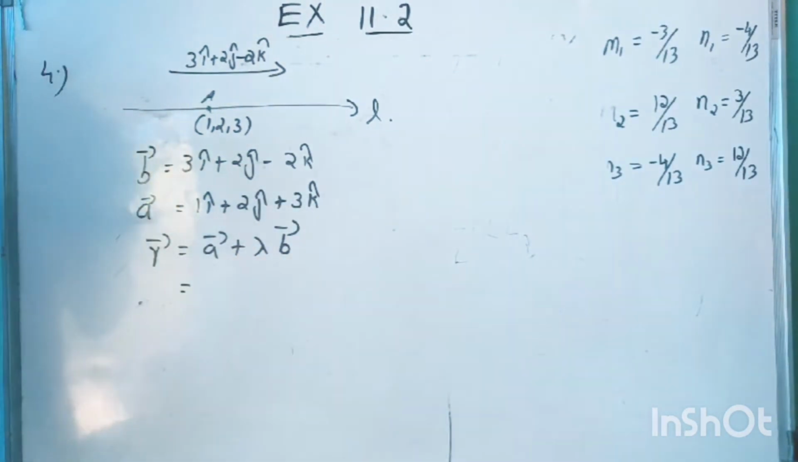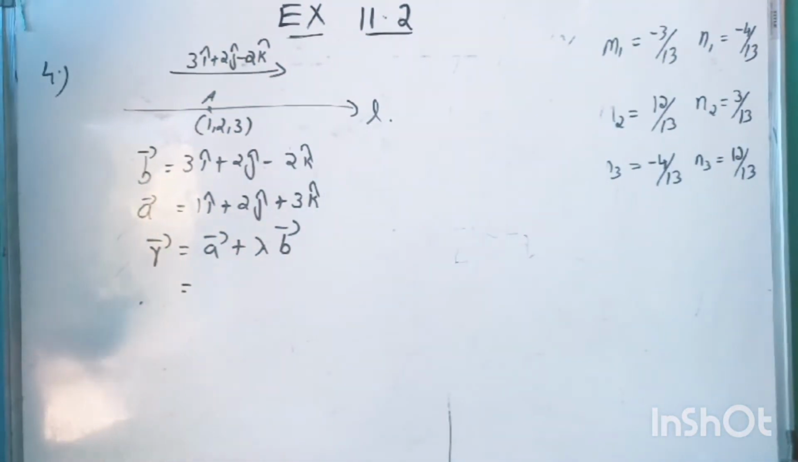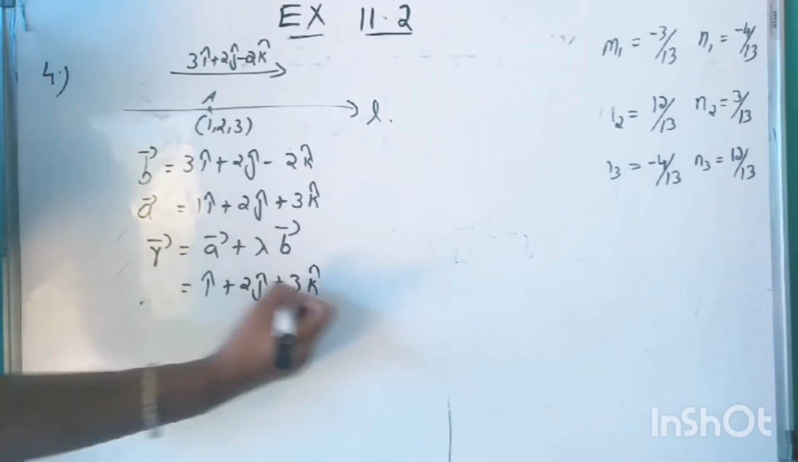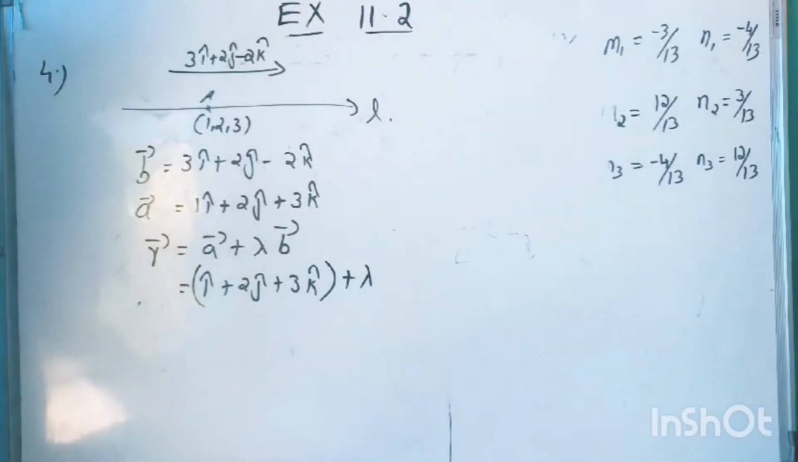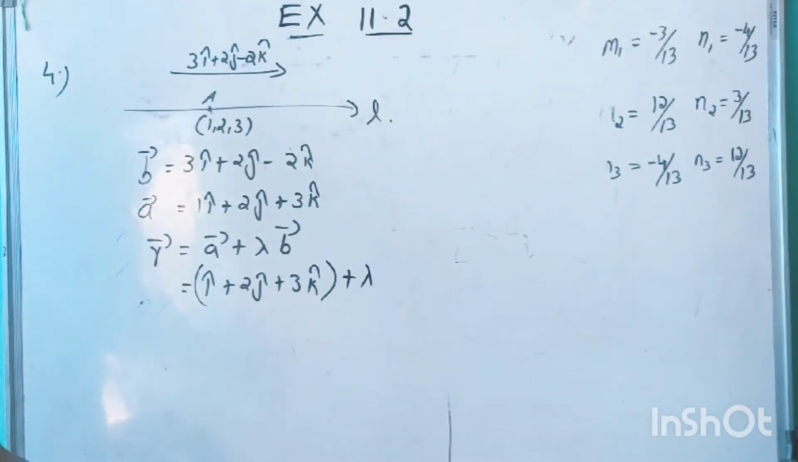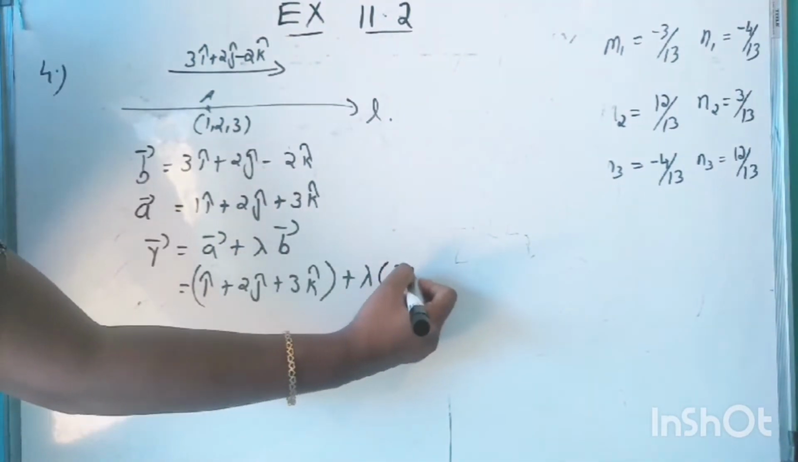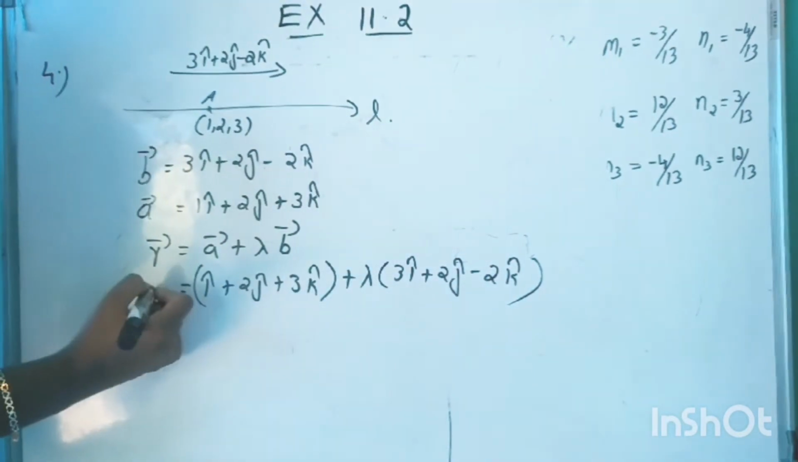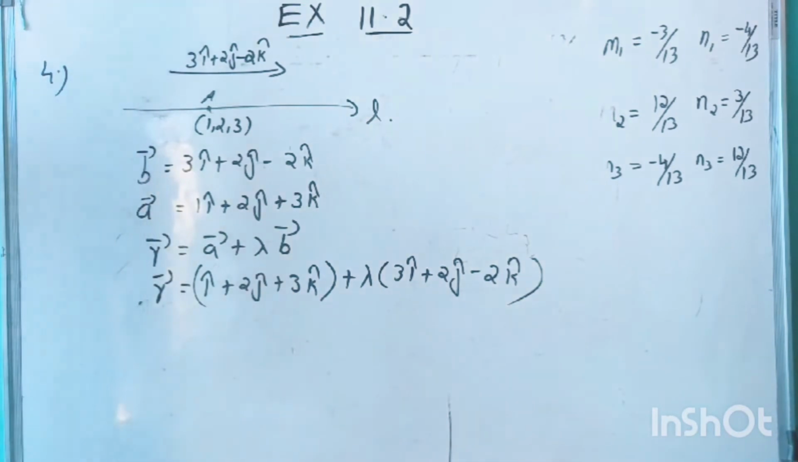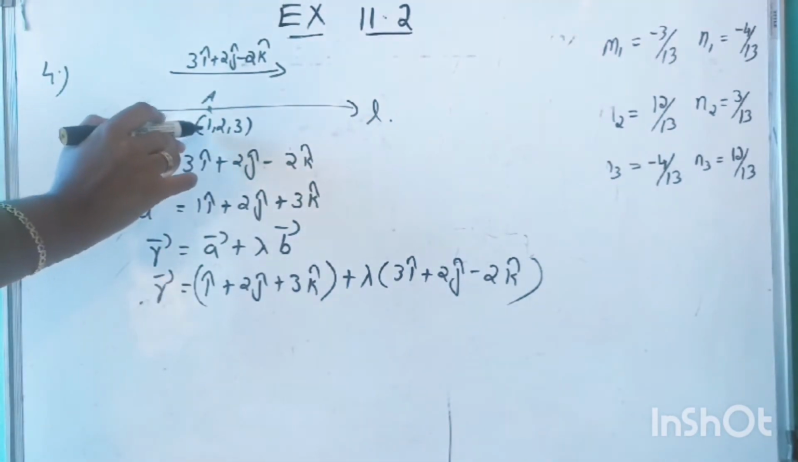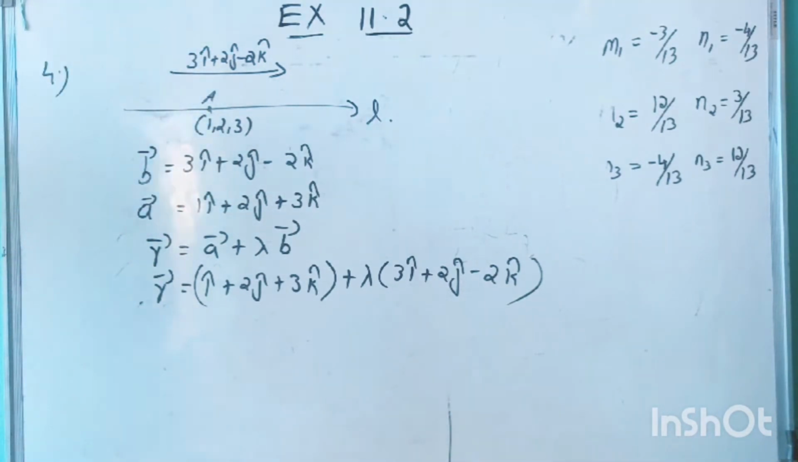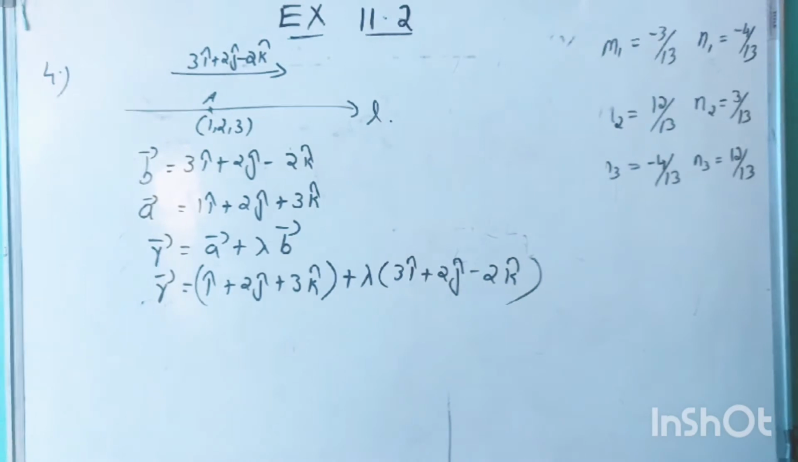Just substitute the values. A vector, that is i cap plus 2j cap plus 3k cap, plus lambda into our B vector, 3i cap plus 2j cap minus 2k. So this is our required equation of the line through the point (1, 2, 3) and parallel to the vector 3i plus 2j minus 2k.